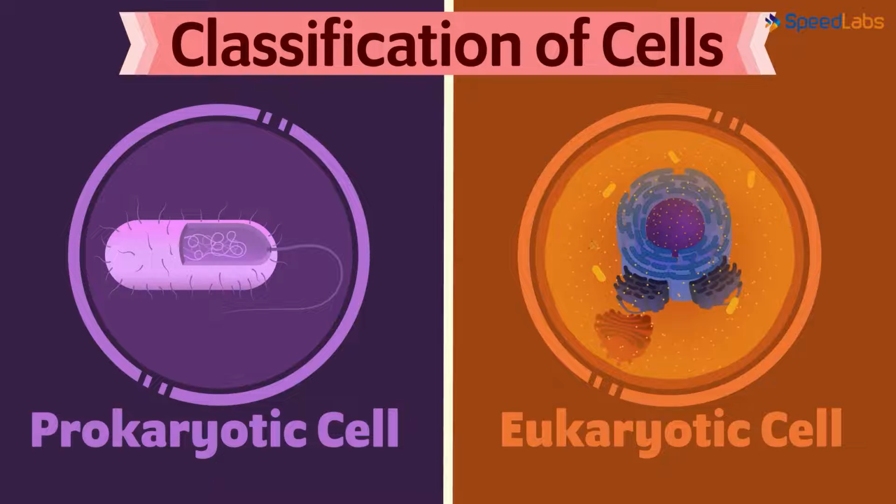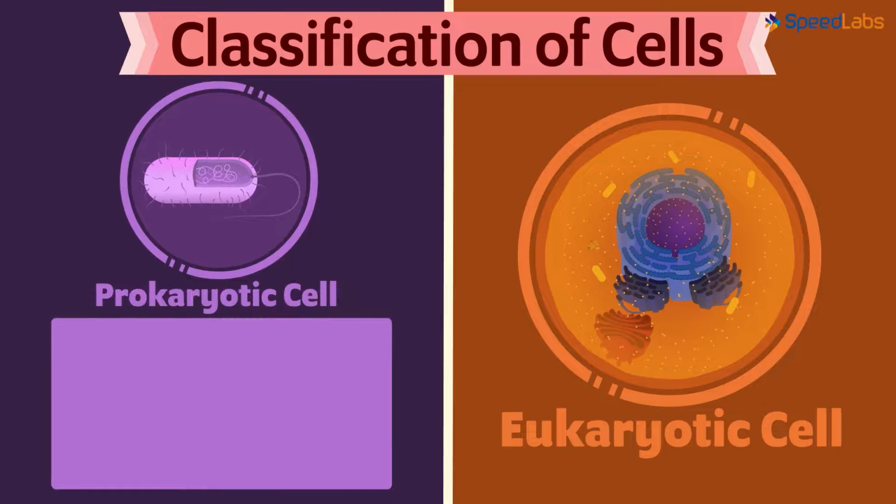Let's begin understanding the difference between the two. To begin with, the name prokaryotic helps us to know its structure. The term pro indicates primitive, and the term karyon refers to kernel, which means nucleus in this case. So these cells have a primitive type of nucleus. Well, these cells do not actually have a proper well-defined nucleus.